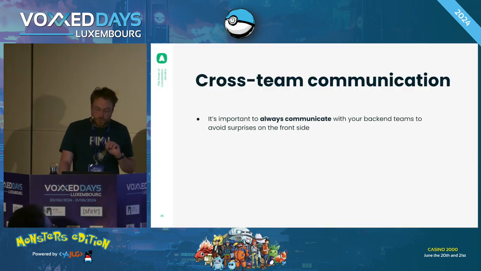It's very important to always communicate with your backend teams to avoid surprises on the front end. We saw that very recently, where a team pushed a new query and mutation, and it was actually missing some fields, or some fields were not at the right type. We were expecting immutability on some fields, and they didn't reach out to us.